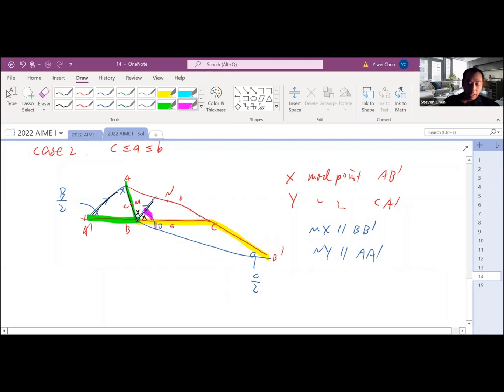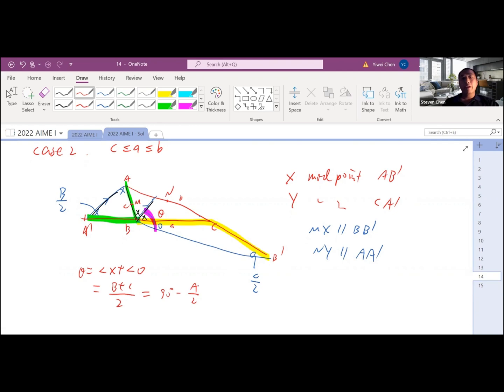So what about the angle formed by these two blue lines? We can observe that it is equal to the cross one plus the circle one. Okay. So let me call this theta. So theta is equal to cross plus circle, so is equal to 1/2 of B plus C. So by doing the same thing as we did for the first case, it is simply equal to 90 minus 1/2 of A. So recall that we assume these two lines, BB prime and AA prime, cross each other to form an angle with degree measure 30.